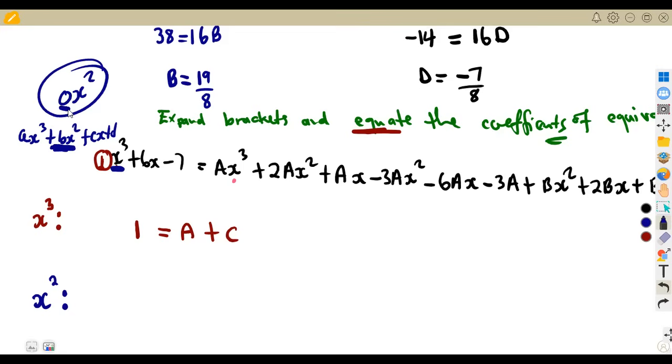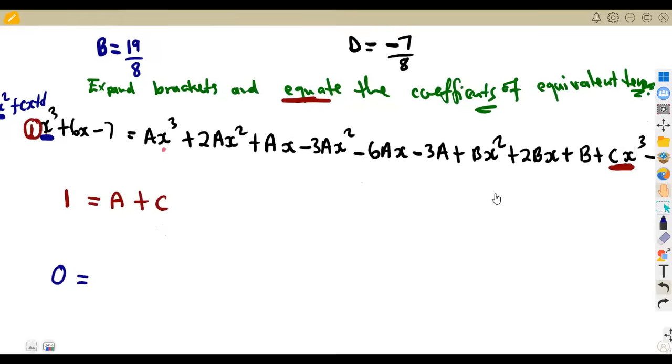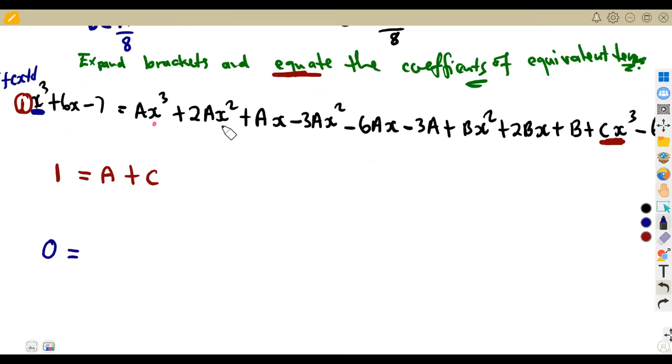So the coefficient of x squared, since it is not given, it's what? It's a 0. So that means here we're going to have 0 is equal to, we take all the coefficients of x squared on the right-hand side. Let us check on the right-hand side where there is x squared. What is the coefficient there? It's 2a. So this will be equal to 2a. We also have x squared here. What is the coefficient? Minus 3a. So this will be minus 3a.